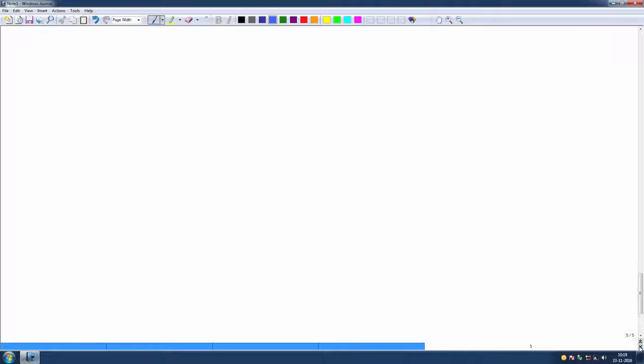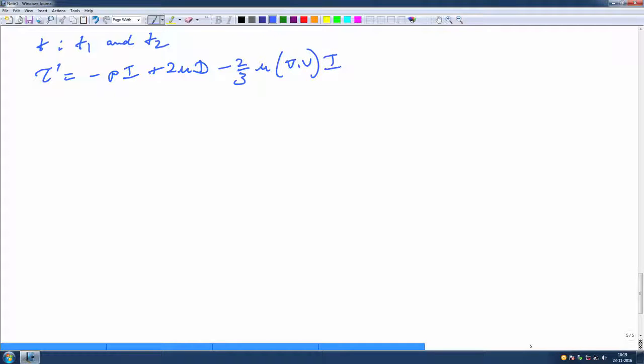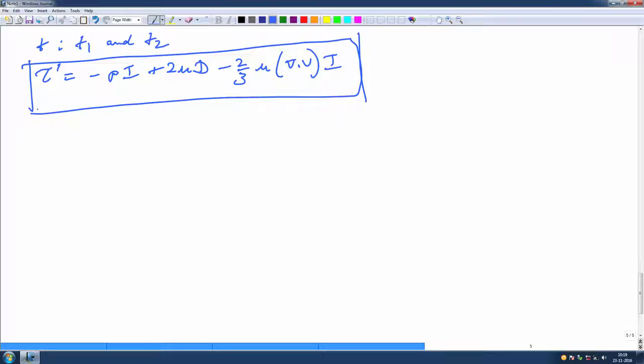Now this t can be t1 and t2, the two tangents. Any tau prime can be written as the pressure plus the 2D, minus 2/3, not all of these terms are retained, into the corresponding I. This is the general form of the stress tensor, which we already know from the Navier-Stokes equation. In many cases, m triple dot prime, this one, is not high.